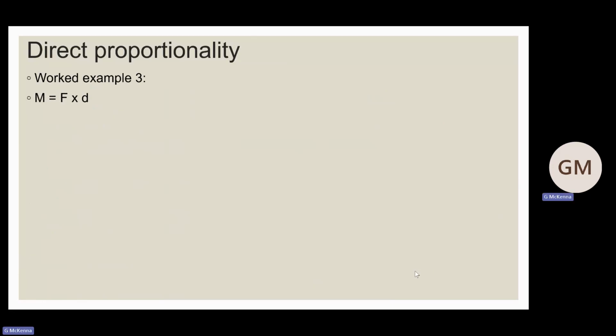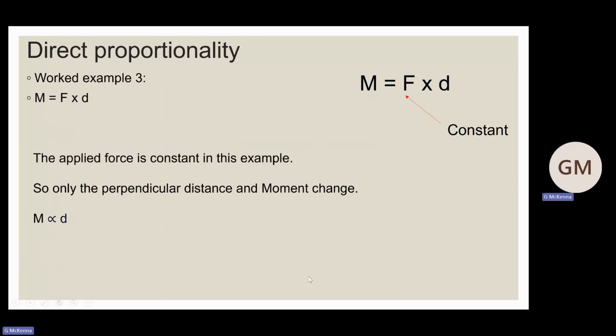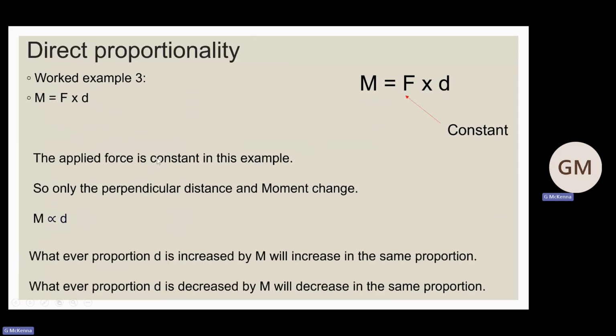Our final example here we can take in from P1, which is moments, and moment, of course, is equal to force times distance. Now let's make the assumption that the applied force in the system is constant, and therefore, of course, the only two variables changing are the moment and the perpendicular distance d. We can therefore say that the moment is directly proportional to d if the force is constant.